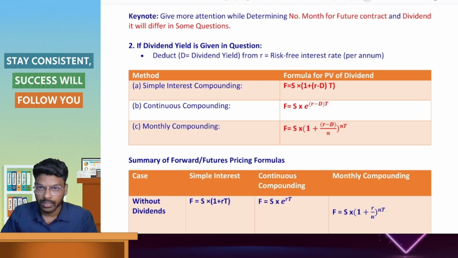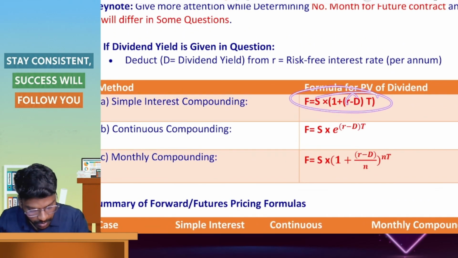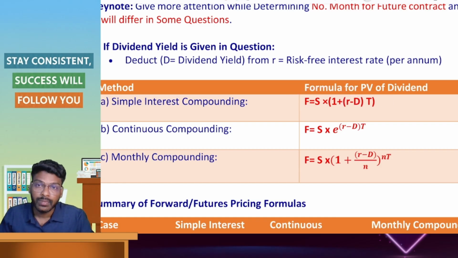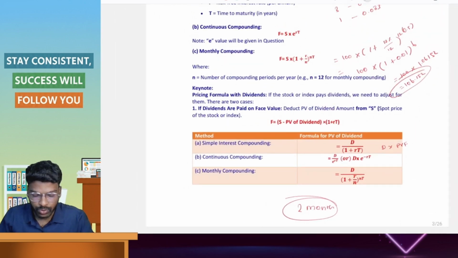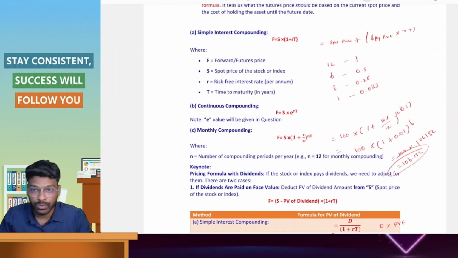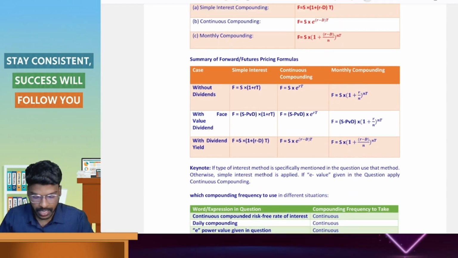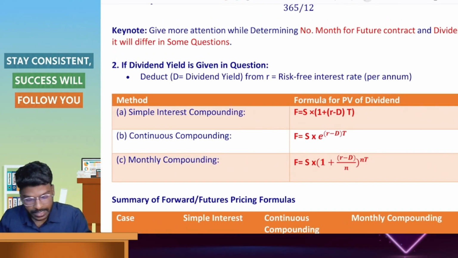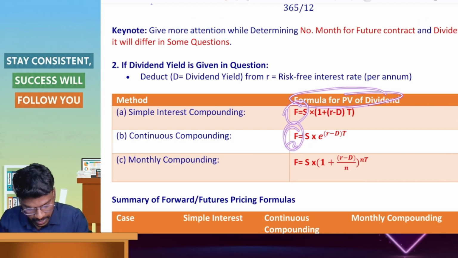Then we have to deduct it from the risk-free interest rate. It is very simple. The same formula we have to write; from R we have to deduct the D. In this formula also we have to deduct R minus D. In this formula also, R minus D. Wherever we wrote R in the above future price computation formula, we have to deduct the dividend yield percentage from the R. Then you will get the present value. Okay, this is not a present value, you will get a future price straight away.